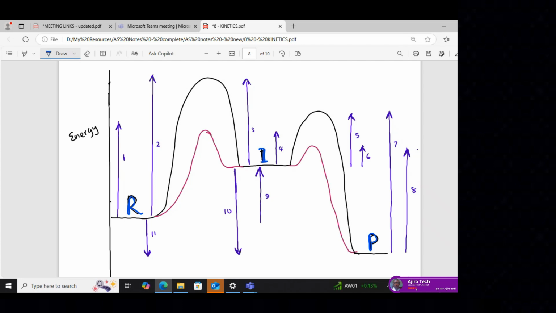Now let's consider the uncatalyzed reaction. First of all, you can know what it will be.